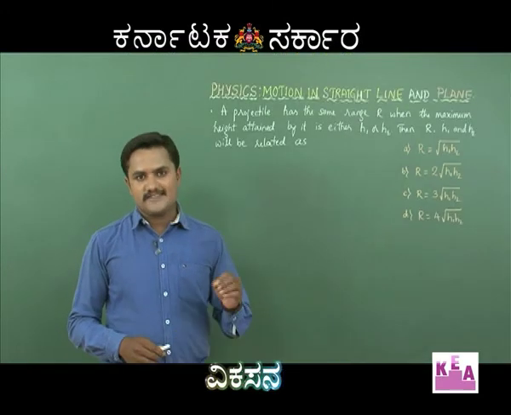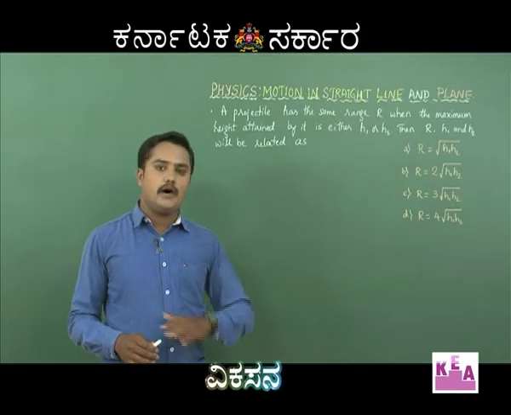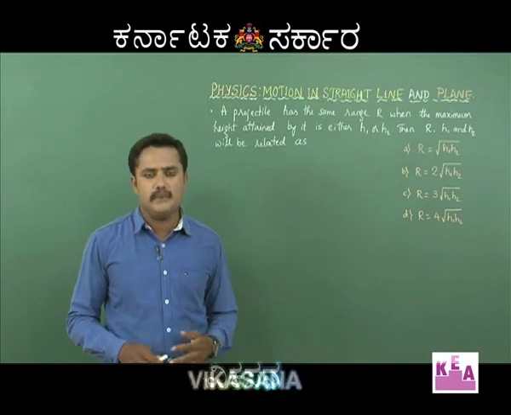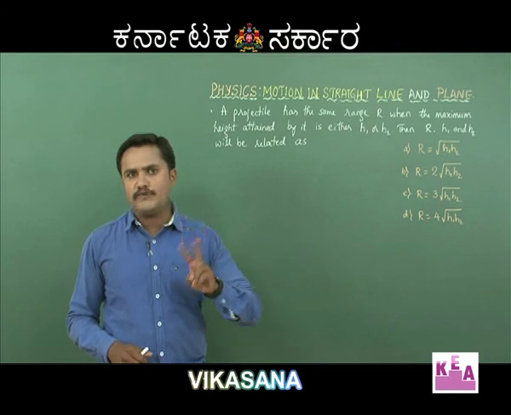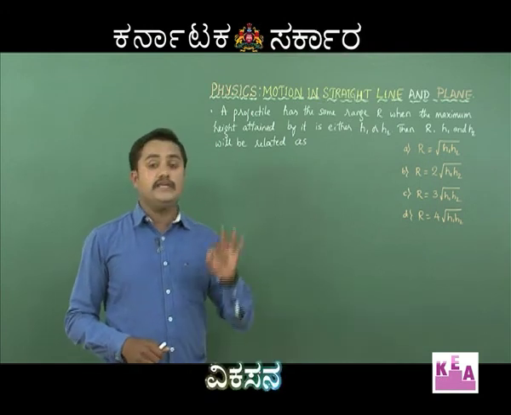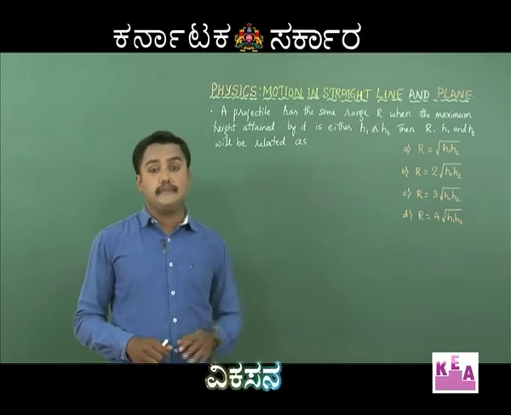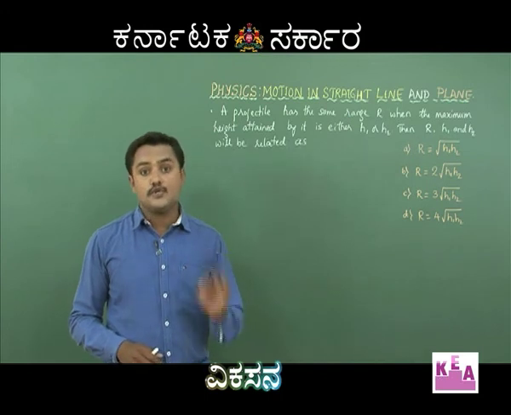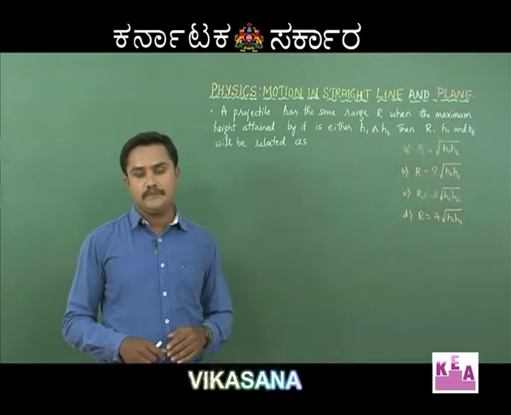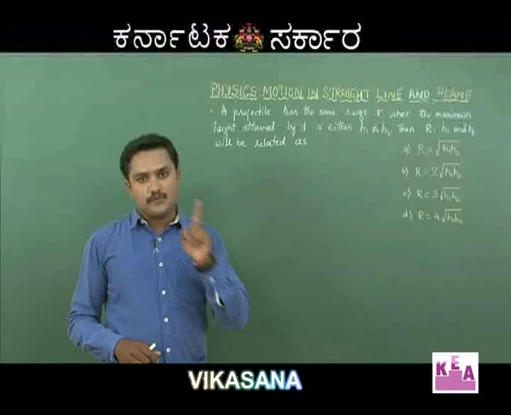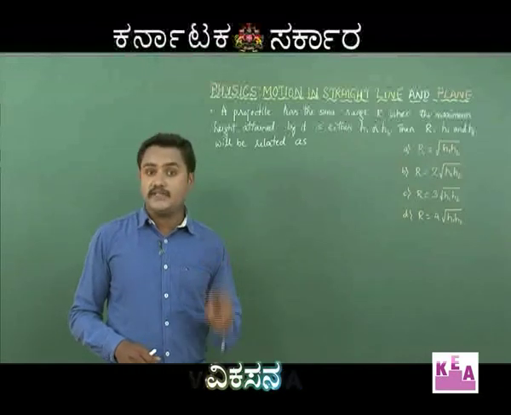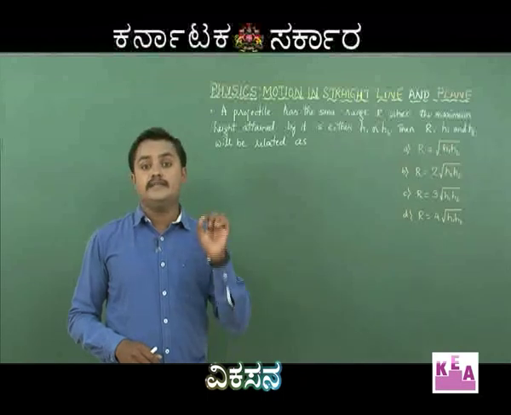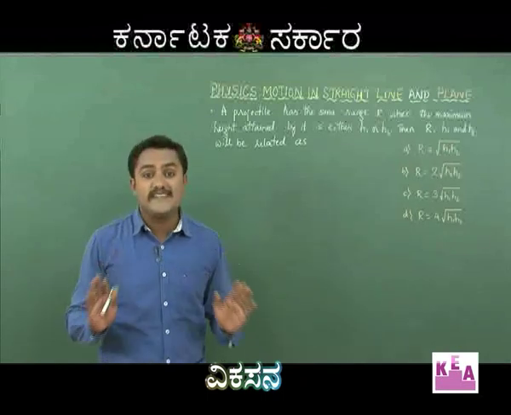Now dear students, this is based on just the formula of horizontal range and maximum height attained by the projectile, and we know that for two different angles of projection the horizontal range will be the same, and those two angles should be complementary to each other. If theta is one such angle, then the other angle must be 90 minus theta. I repeat, for theta and 90 minus theta the horizontal range should be the same.